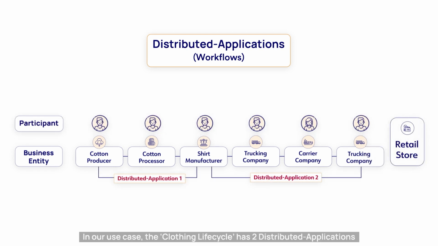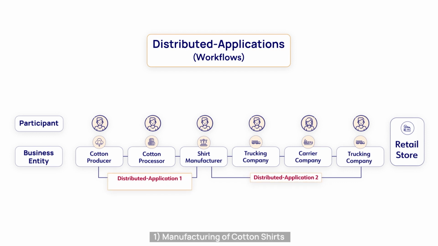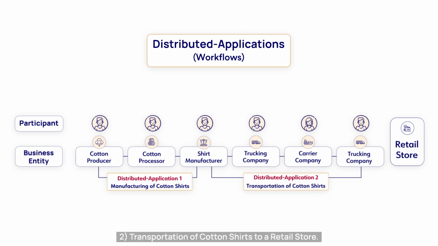In our use case, the clothing lifecycle has two distributed applications: 1. Manufacturing of cotton shirts, and 2. Transportation of cotton shirts to a retail store.